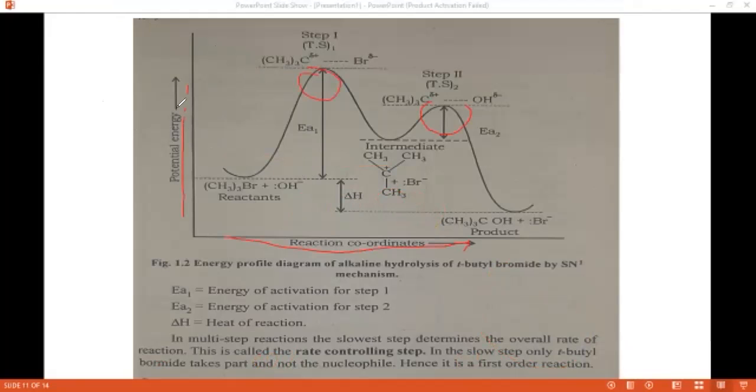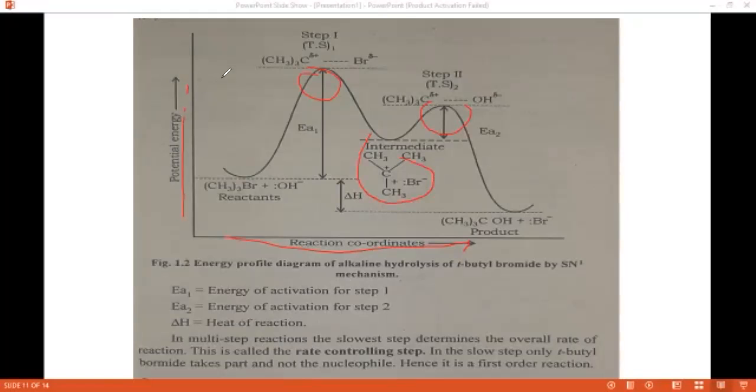The SN1 reaction is a two-step mechanism. In the first step, the tertiary butyl bromide reacts with the nucleophile and the tertiary butyl carbocation is formed.